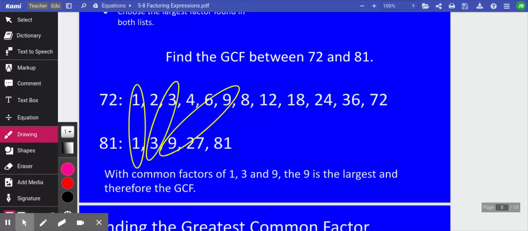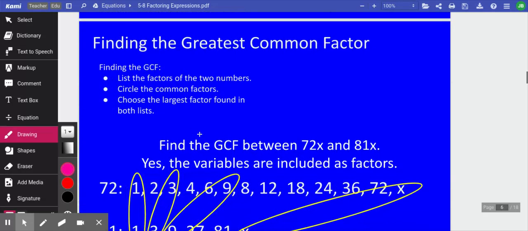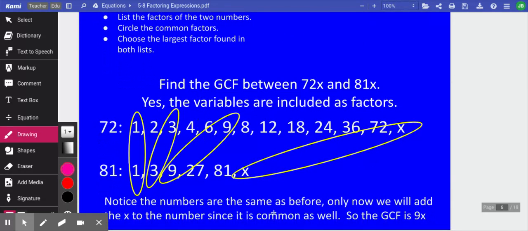Now, at the same time, we can do this with variables. Notice I used the same list. The only difference is we're going between 72x and 81x. So I put the x at the end. So what we would do is we'd still find the greatest common factor, but because x is found in both of them, we would add that on to our answer.